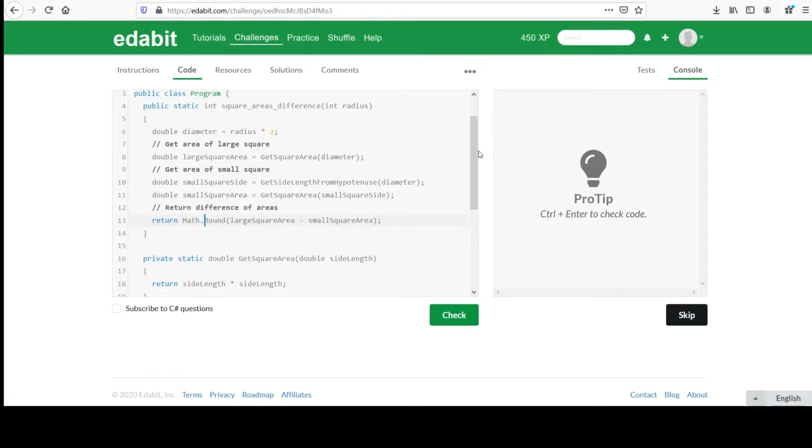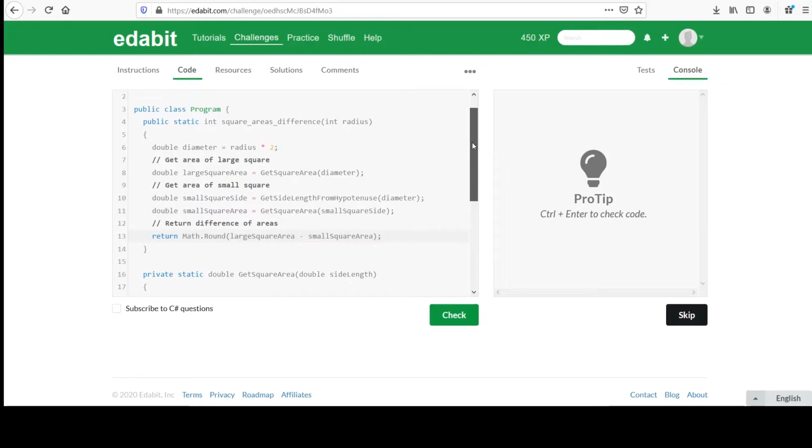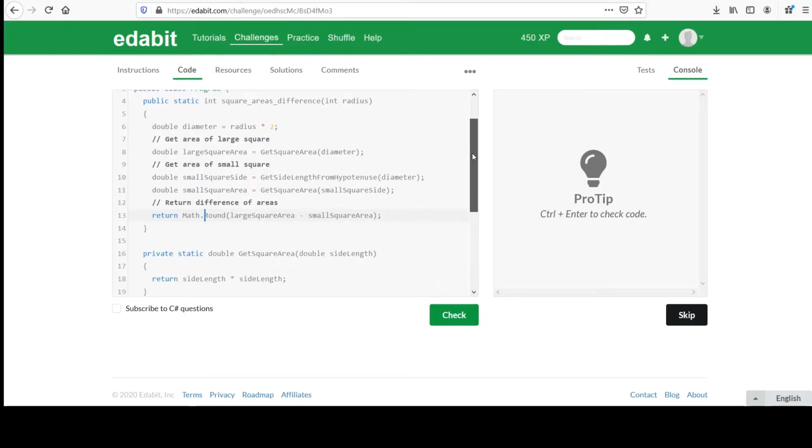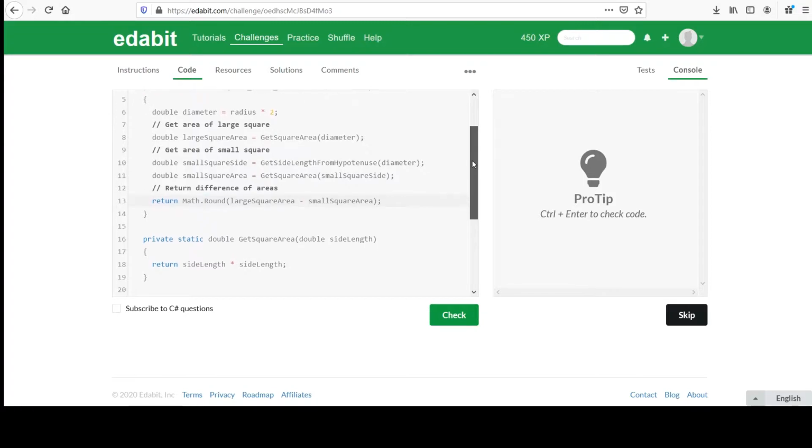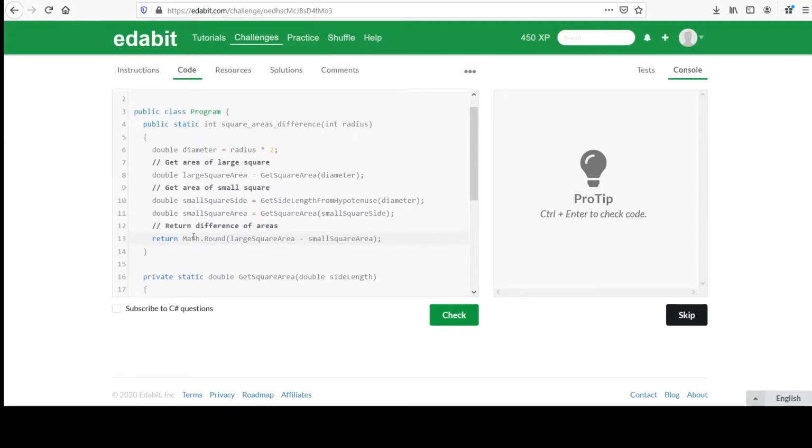So if we got everything there, double diameter, square area, math round's going to return a double. I'm going to call it as an integer. Let's just round it and take the integer. If you want, you can try removing the round and simply casting this result to an integer. Here, we'll do what we said. We'll test it without rounding and see if it comes out okay.